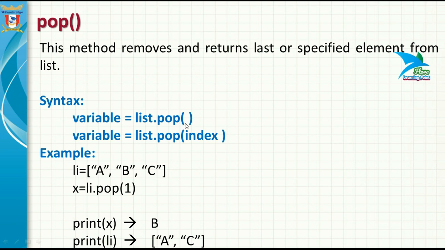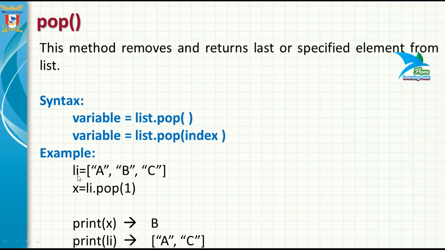One, we can call this function without any parameter. If you call this function without specifying any index, then it will remove the last item, the last element from the list. But if you specify the index of some particular item, then it will remove that item or element available at that index position.